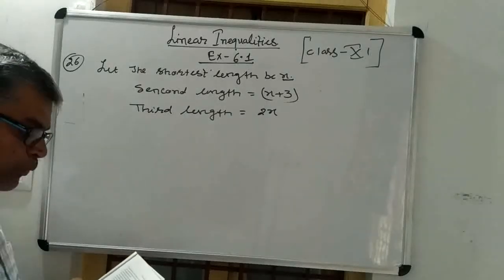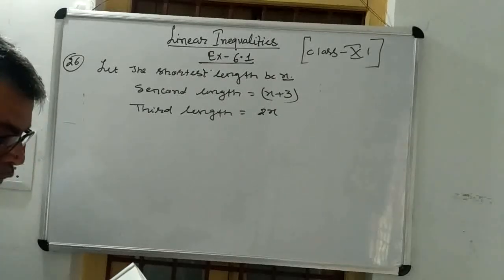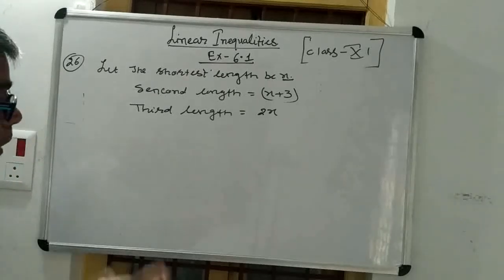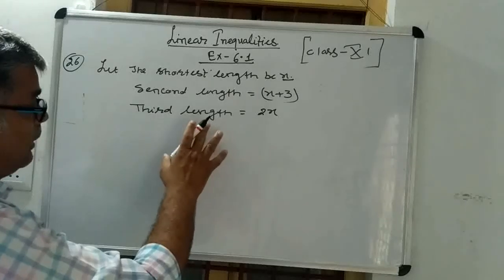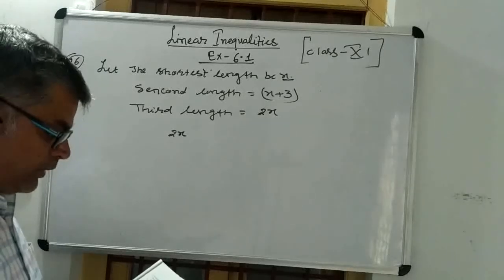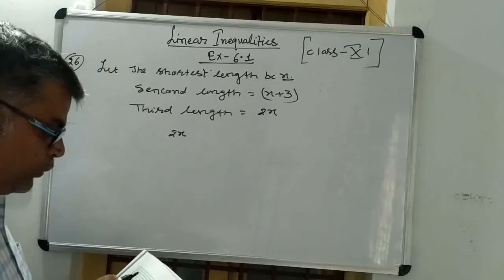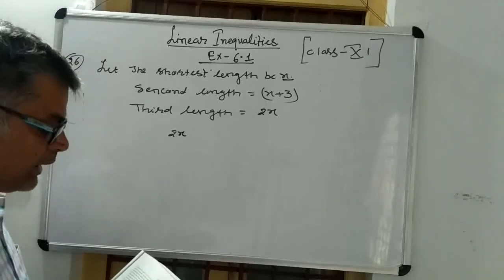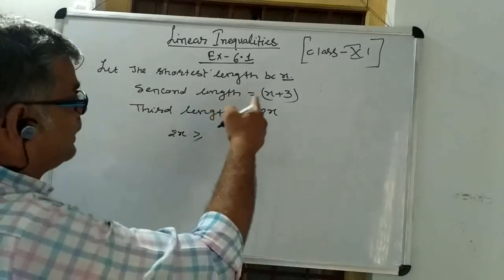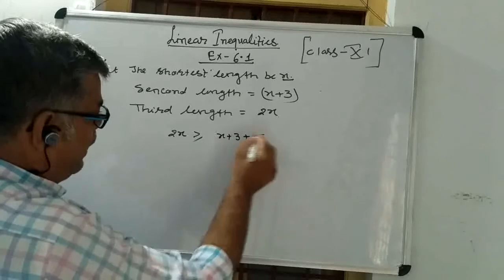Now the question is asking what are the possible lengths of the shortest board if the third piece is to be at least 5 centimeter longer than the second. The third piece is 2x. At least 5 centimeter longer than the second means x plus 3 plus 5.